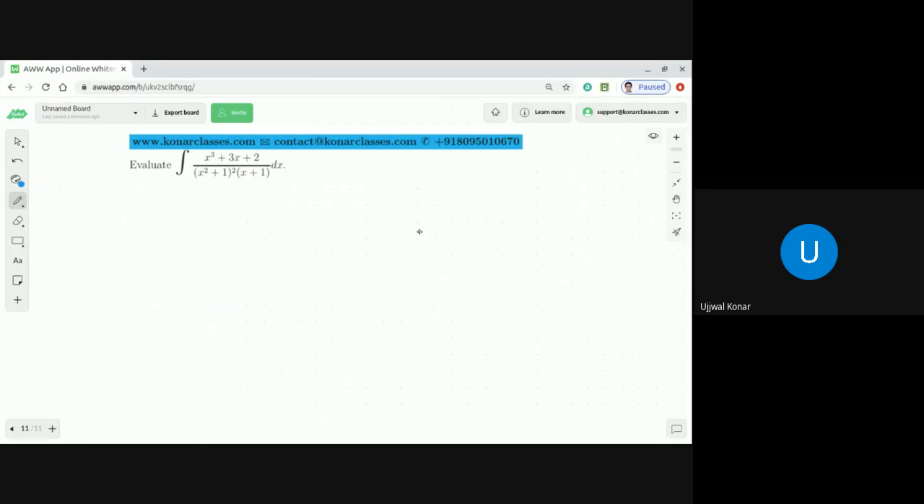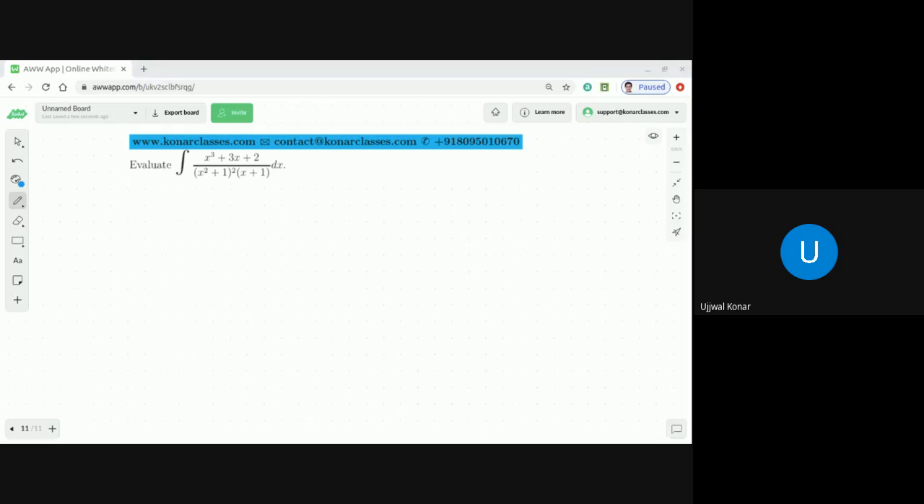This question now. So how to proceed? We'll write this entire thing something like this: x cube plus 3x plus 2. So we'll write first x cube plus 3x, and then we'll write 2 by x square plus 1 whole square.